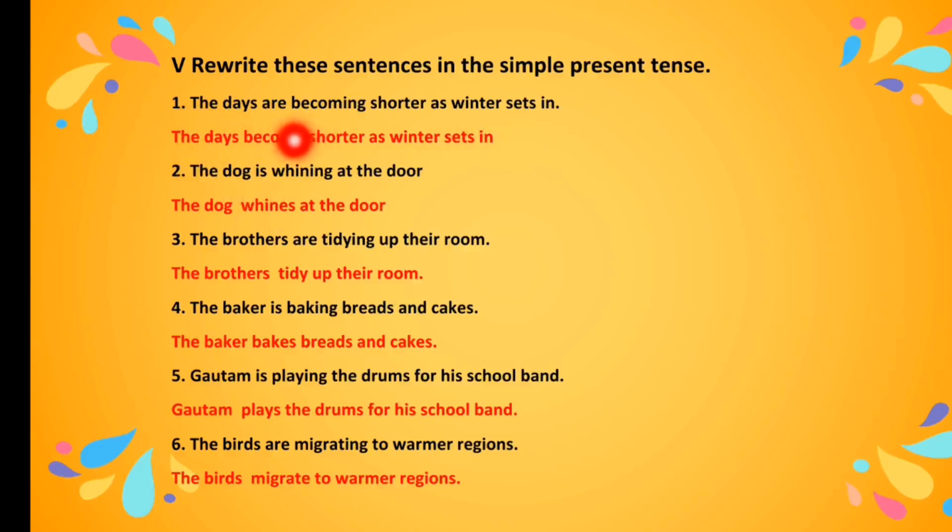So are becoming is actually in which tense? It is in present continuous tense. So you have to make it into simple present tense, only V1 or VS form of the verb. So the days are becoming will change to become. Become or becomes? As the days is in plural, we have to use become. The days become shorter as winter sets in. The dog is whining at the door. The dog whines at the door.